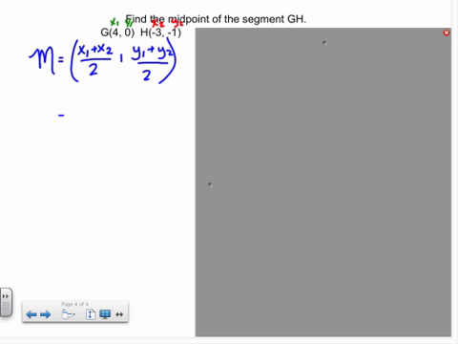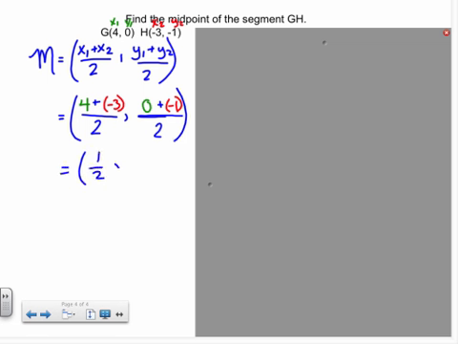So x1 is 4, x2 is negative 3. Then I just need to divide both of those by 2. Then we'll go over to our y values. y1 is 0, y2 is negative 1. And again, we'll just divide both of those by 2. Now go back to your x values to simplify this. 4 plus negative 3 is 1, so we have 1/2. 0 plus negative 1 is negative 1, so we'll have negative 1/2. And those are the coordinates of the midpoint of that segment.